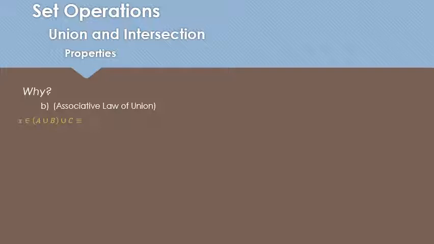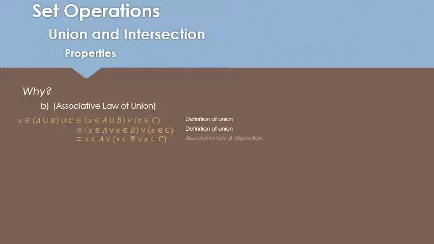So if X is in this set, by definition of union, that means X is in A union B, or X is in C. So that's the definition of union. And we have another union there we can break down. X is in A union B means X is in A or X is in B. So we have X is in A or X is in B, or X is in C. But we know that with statements, it doesn't matter, right? If we're just using disjunction, it doesn't matter where we put parentheses, it'll be the same regardless. And so we can switch those parentheses around and write X is in A or X is in B or X is in C. And so now we're using the associative law of disjunction.